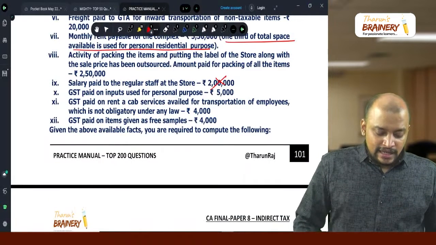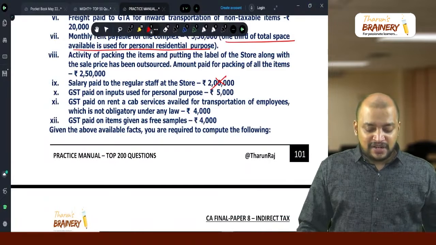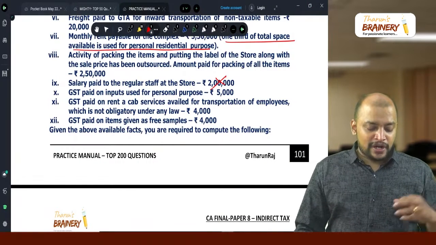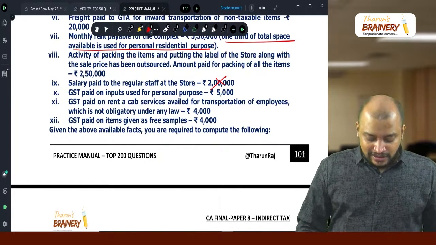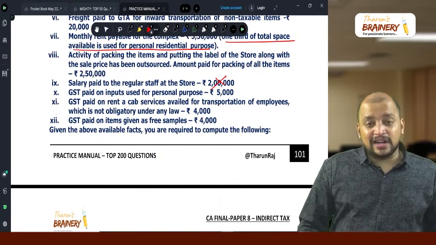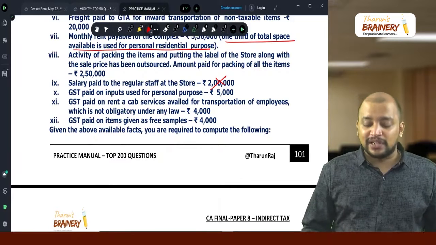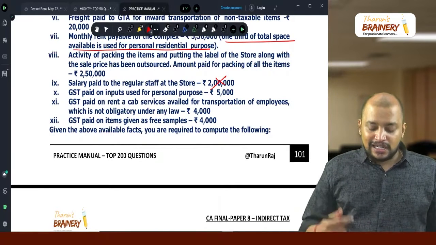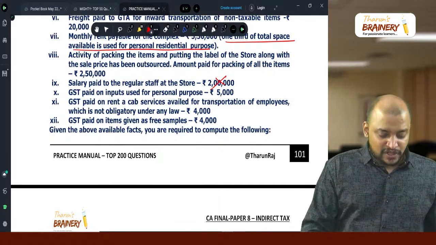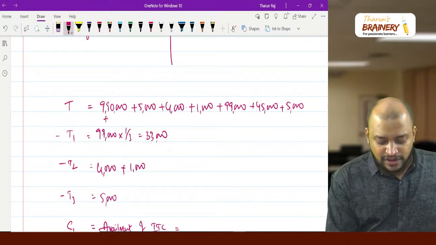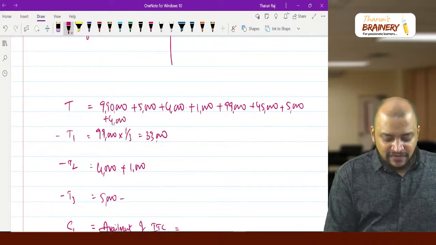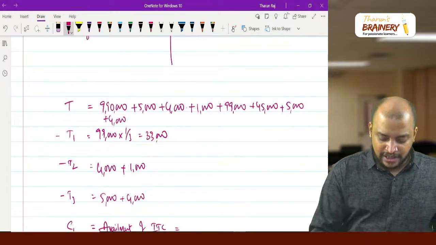Then next, GST paid on rent-a-cab service availed for transportation of employees, which is not obligatory under any law. So this GST paid on rent-a-cab service is also the same treatment. Whatever GST that we pay is a blocked credit. First put it under GST paid 4,000. So under T we will add 4,000, and we will add it under blocked credit as well.